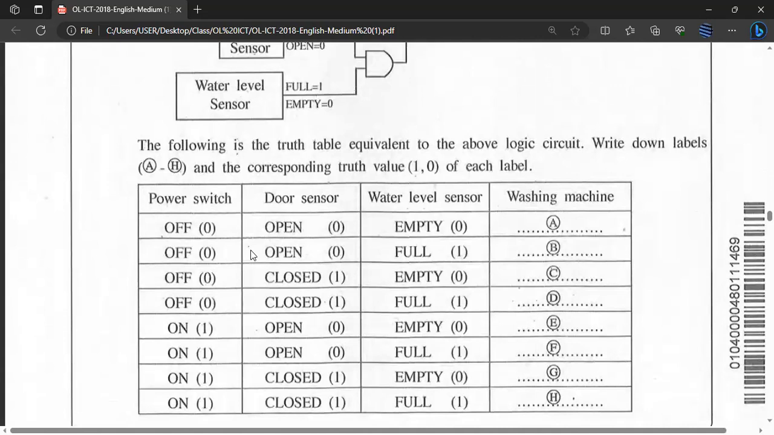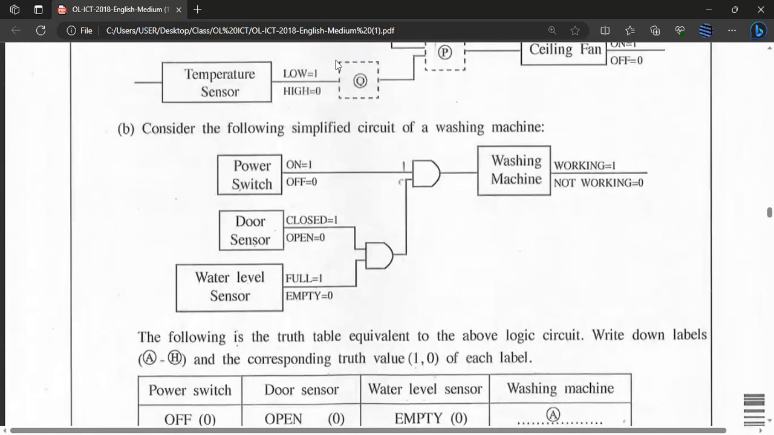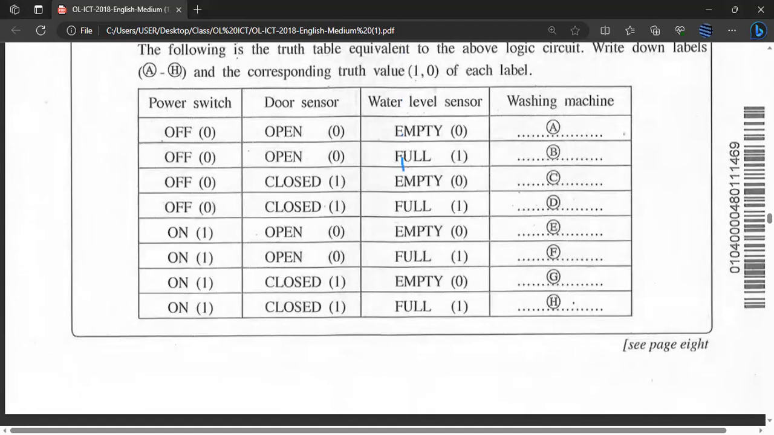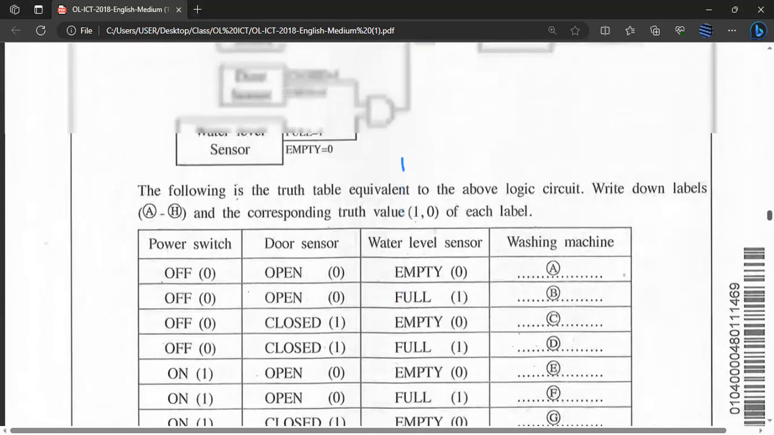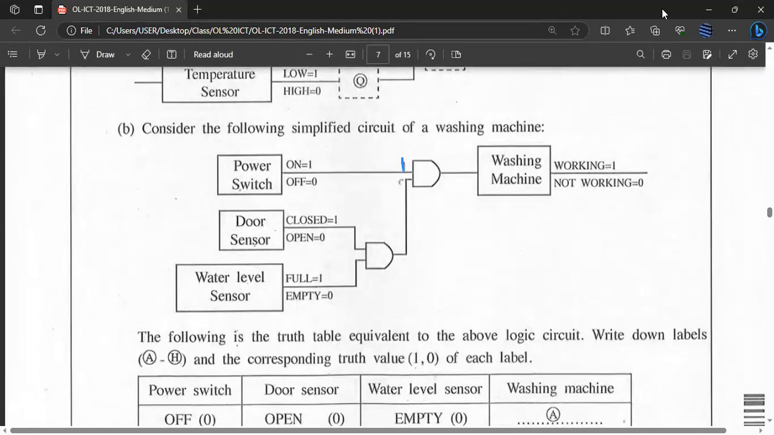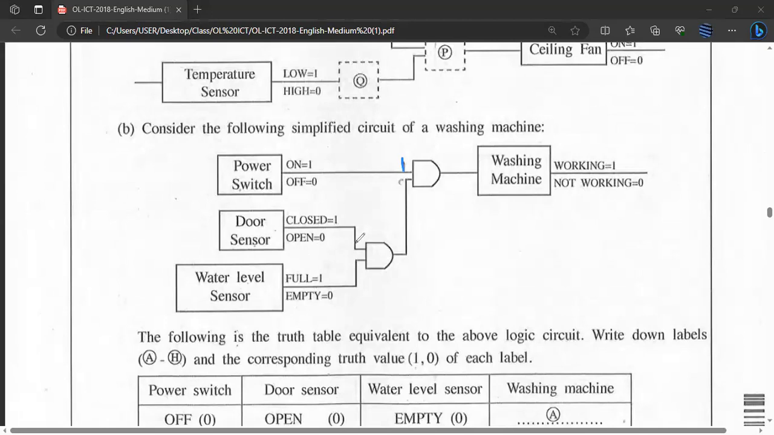For E, they are saying power switch is on, right? And they are saying door sensor is open, which is 0, it seems, guys.